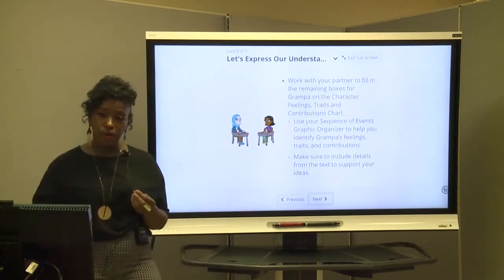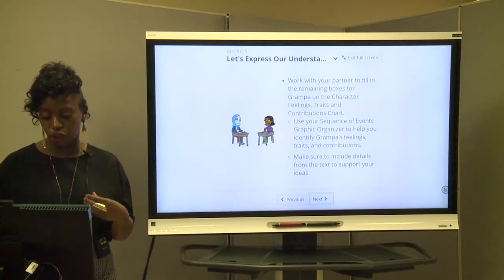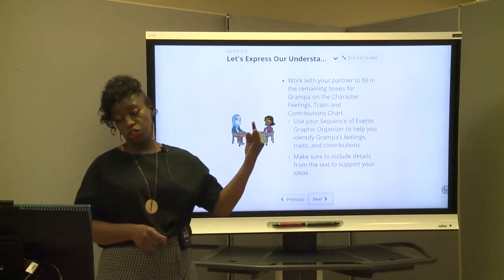Okay, so you can pause right here and work for a few minutes with your partner on completing this sequence of events chart with Grandpa's feelings, traits, and contributions.